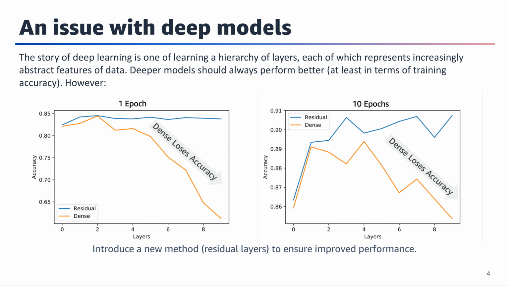The story of deep learning is one of learning a hierarchy of layers, each of which represents increasingly abstract features of data. Deeper models should always perform better, at least in terms of training accuracy. However, it can make the training process more time-consuming. The model might also be more susceptible to overfitting, and it can also make the network more sensitive to small changes in the input data. One issue with deep models could be the vanishing gradient problem, which can occur when you train deep neural networks with many layers. Introducing a new method using residual layers improves model performance.